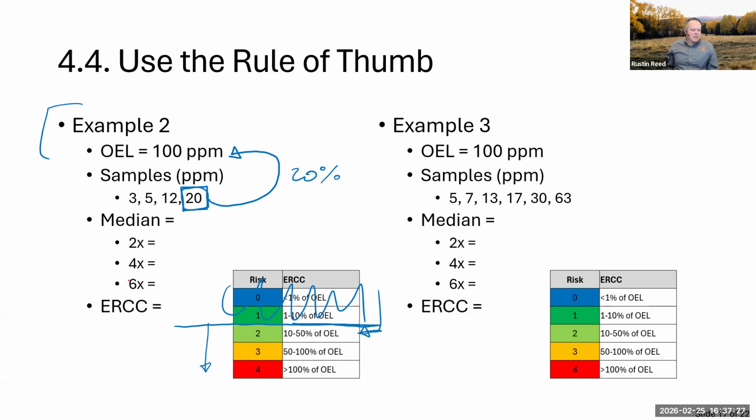I'm going to check the variability, or the difference between my min and my max. 20 divided by 3 is around, I guess I should say, not equals to, but it's around 7, not quite 7.